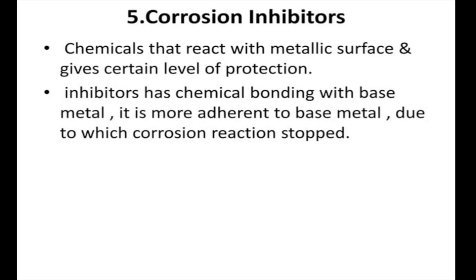Now the fifth point, which is called corrosion inhibitors. What is that? Chemicals that react with the metallic surface and give a certain level of protection are called chemical inhibitors. Inhibitors have chemical bonding with the base metal. They are more adherent to the base metal, due to which the corrosion reaction stops.